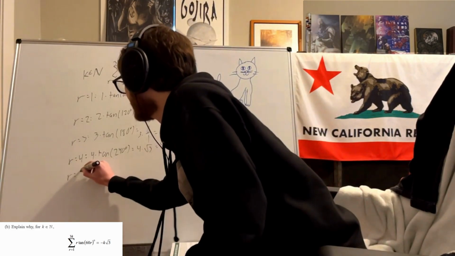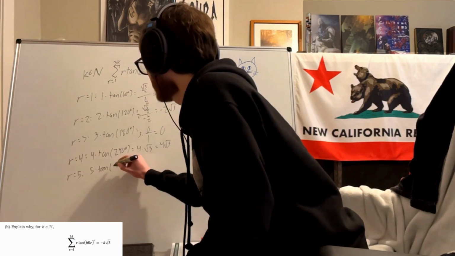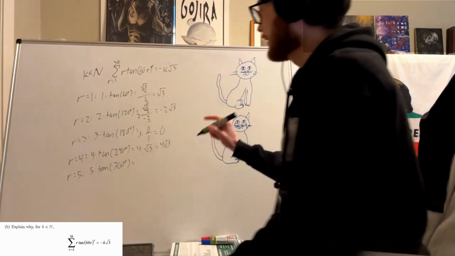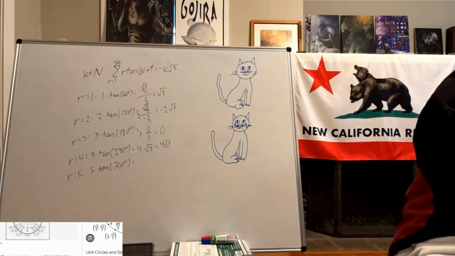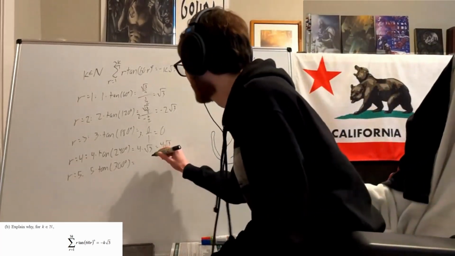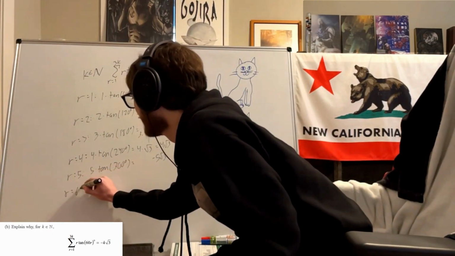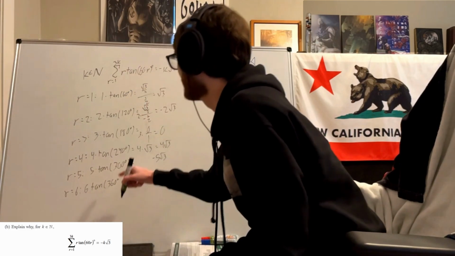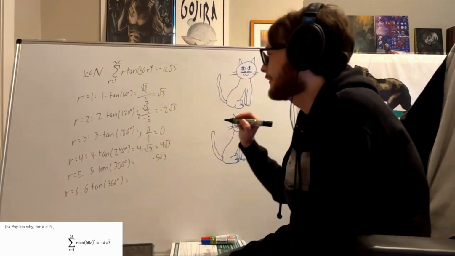Okay, 5. Let me look that up again. That's minus root 3 over 2 over positive a half. So we get minus 5 root 3. Then r equals 6. 6 tangent 360. We're about to come full circle if we do one more of these. Tangent of 360 is 0.